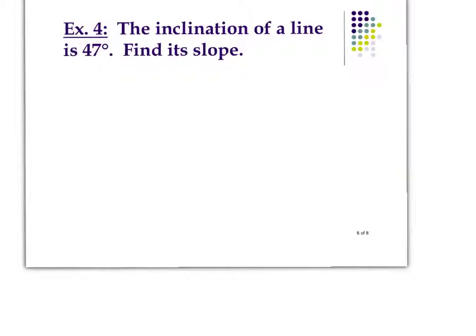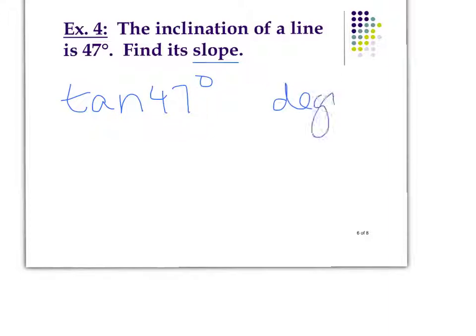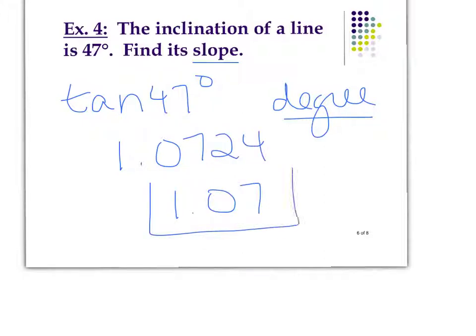Example 4 tells us the inclination of a line is 47 degrees, and you're trying to find the slope. So thinking back to example 3, you're really just finding the tangent of 47 degrees. So make sure your calculator is back into the degree mode, and you're going to go through and just type that in. You'll get 1.0724, and that's your answer. You can also just answer 1.07 and be fine.